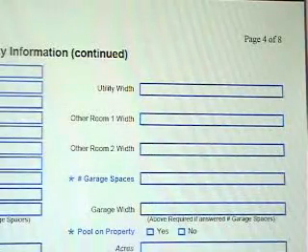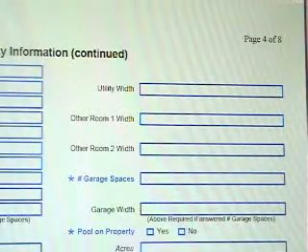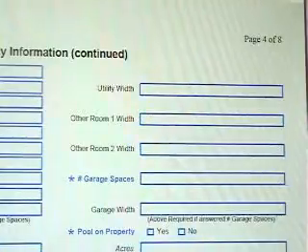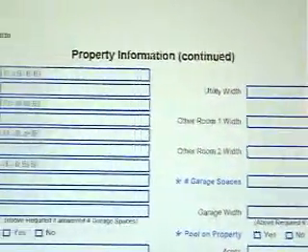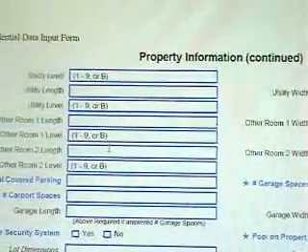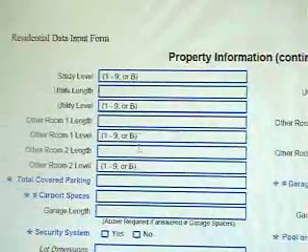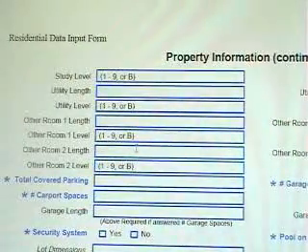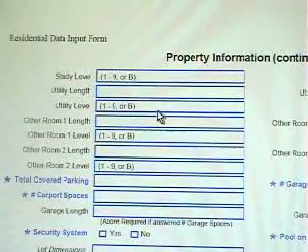Now we're almost done here. We're on page 4 of 8 on the NTREIS data input form. On page 4 it's going to ask you if you have a utility room. If so, what is the length and width? Any other rooms that you would like to place on here, you could go ahead and put that information on.